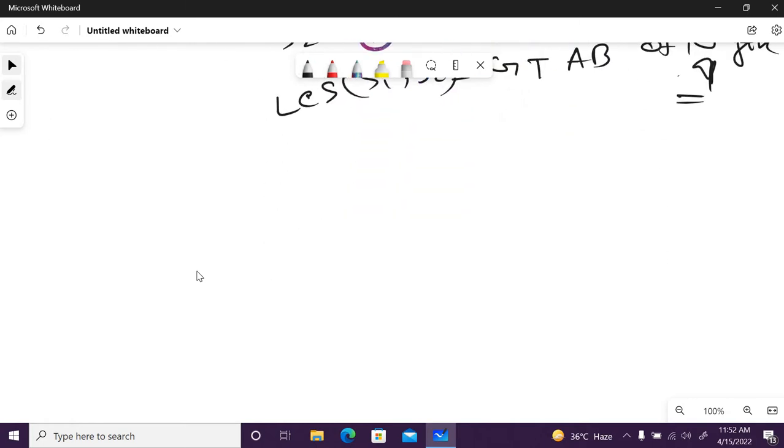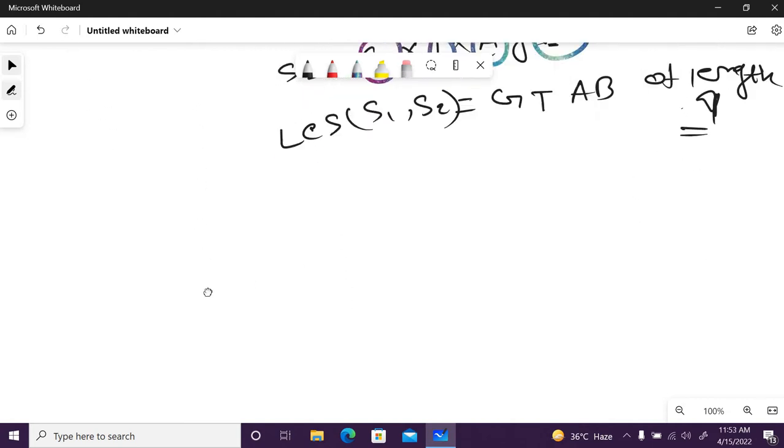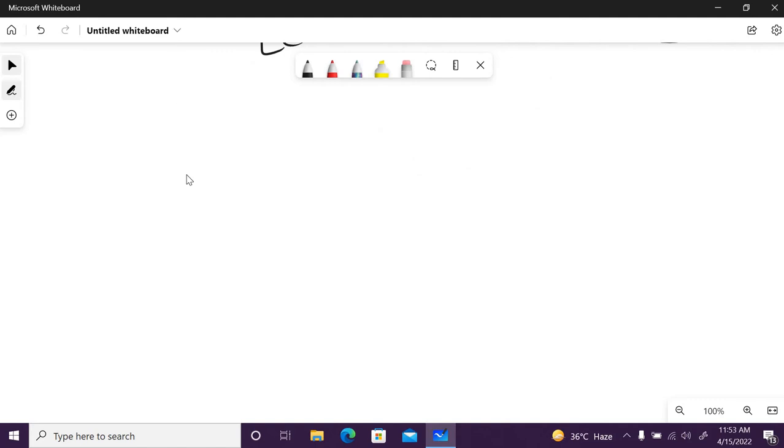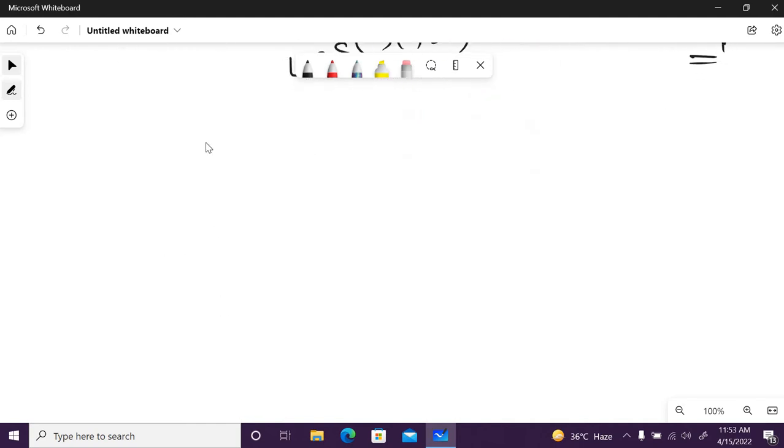Okay, enough examples. Now come to the applications. What is the application of this longest common subsequence? We are finding the longest subsequence of both, meaning between these two, what is the longest subsequence. Let's understand some applications.